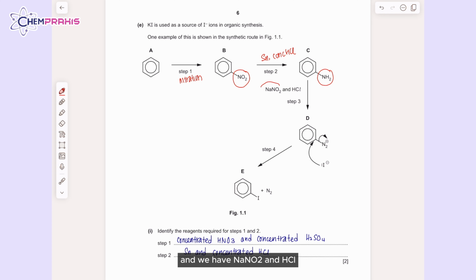And we have NaNO2 and HCl for step 3. These are the reagents that we need in order to make the benzene diazonium ion. After that, we have the substitution reaction in which they substitute the benzene diazonium ion with iodide ion. So this is for step 4. Identify the reagents required for step 1 and step 2. We need concentrated nitric acid and concentrated sulfuric acid, and we need tin and concentrated HCl.